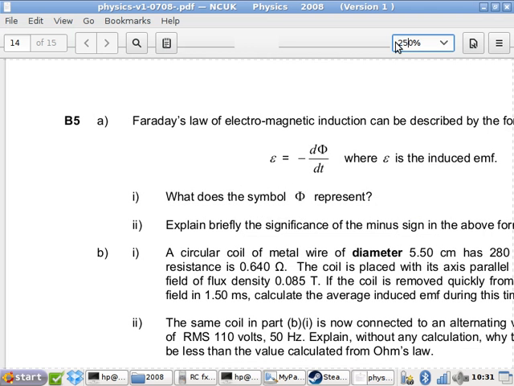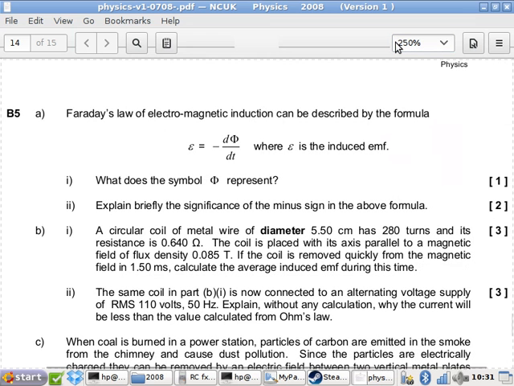Okay, so let's do this one. In Faraday's law, what does that symbol represent? No, that's the unit. It represents the magnetic flux, which is measured in Webers. What is the importance of the minus in the formula? Yeah, in fact, that has a name. That's a law as well. What's that law called? Lenz's law, that says the current induced will oppose the change in the magnetic field.